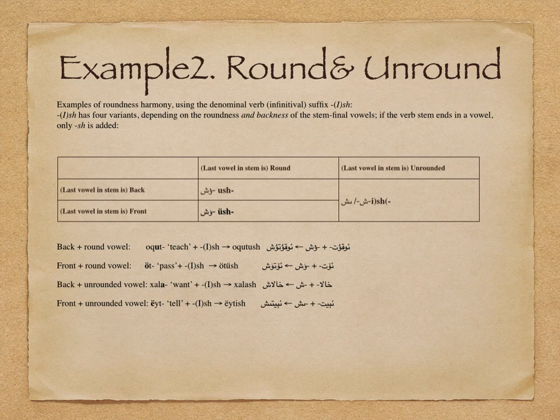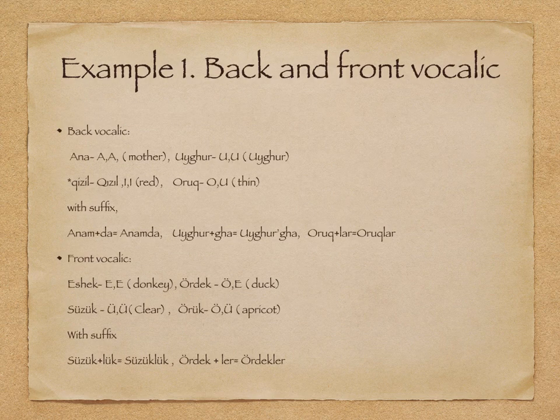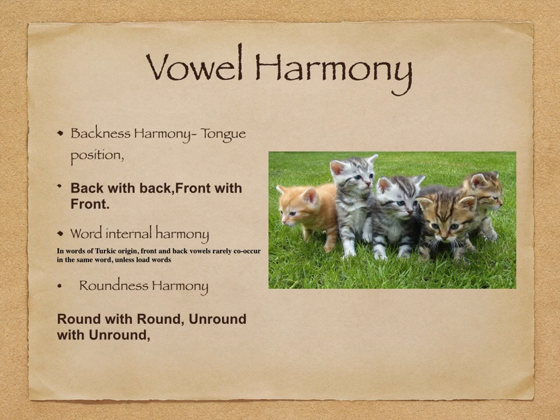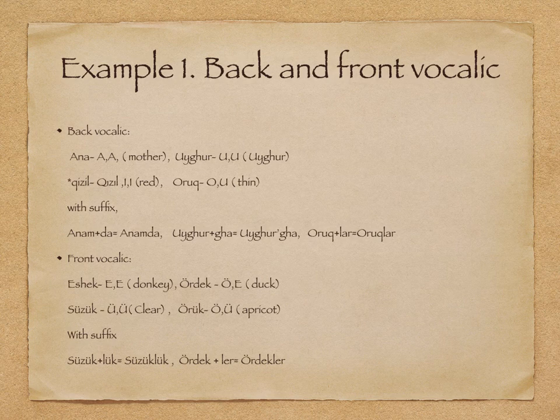I know it's a bit confusing, and sometimes my terminology, I mean my knowledge of some terms in linguistics, is kind of limited. Since I'm not from a linguistic major, I try my best, right? I try to make it as simple as possible. So I made these examples, like back and front vocalic, and round and unround, and the other way. So it's about choosing suffixes, right?